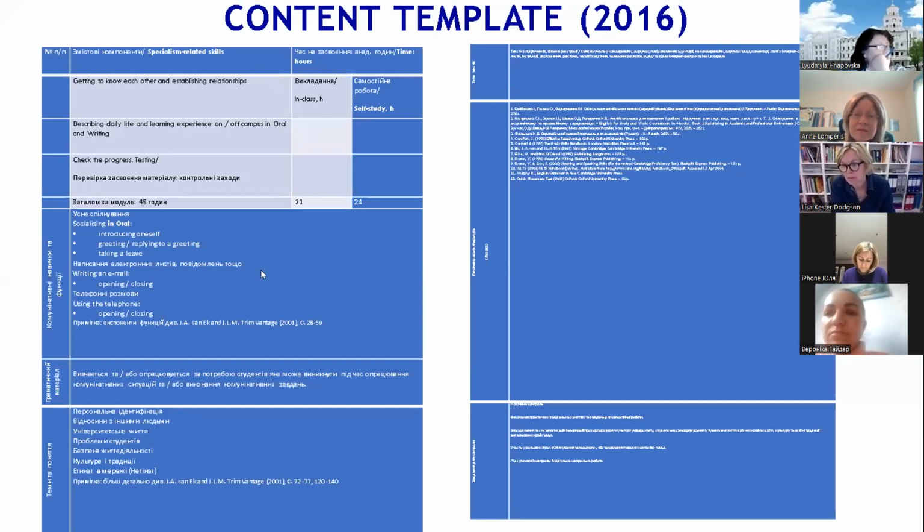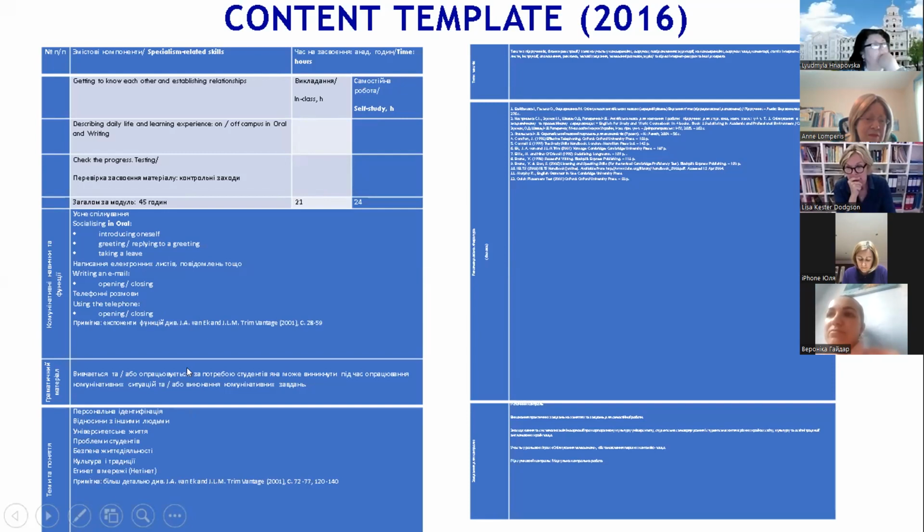Here you can see, if I'm not mistaken, the module on socializing. Here we can see special related skills. Here some strategies: socializing in oral and IC, socializing in written. Then grammar materials, which is implicitly in context. Then some kind of topics or notions. You can see here personal identification, relationships, problems of students, and so on and so forth. So everything, as you see, is in one table.